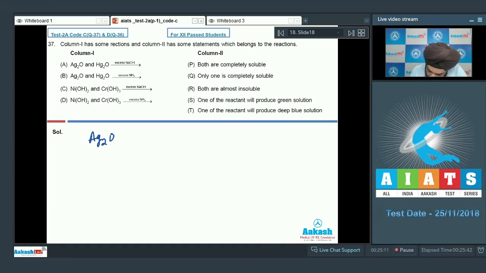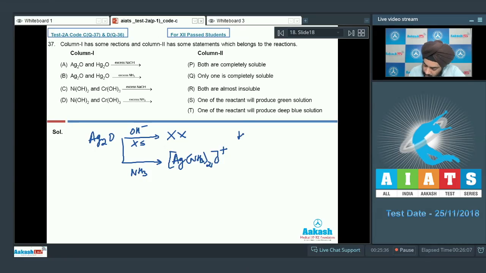So Ag2O, when it is allowed to dissolve in excess OH minus, does not dissolve. Whereas the Ag plus ions present in Ag2O have a good affinity for ammonia and it dissolves, forming the Ag(NH3)2 complex. If we look at Hg2O now, Hg2O is insoluble in both OH minus as well as ammonia, even when both of them are in excess. So Hg2O does not dissolve.